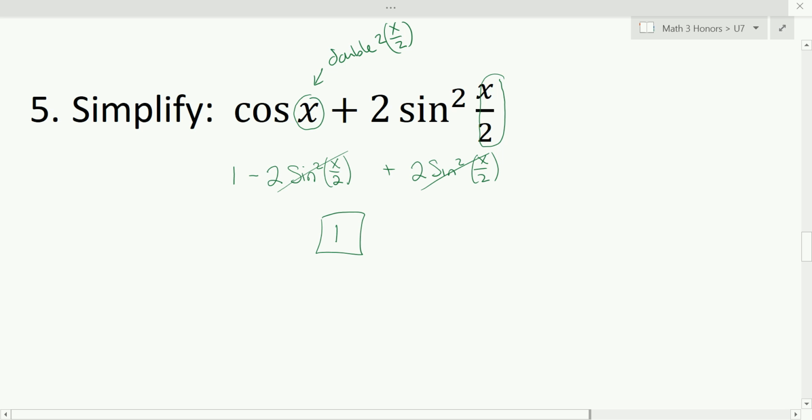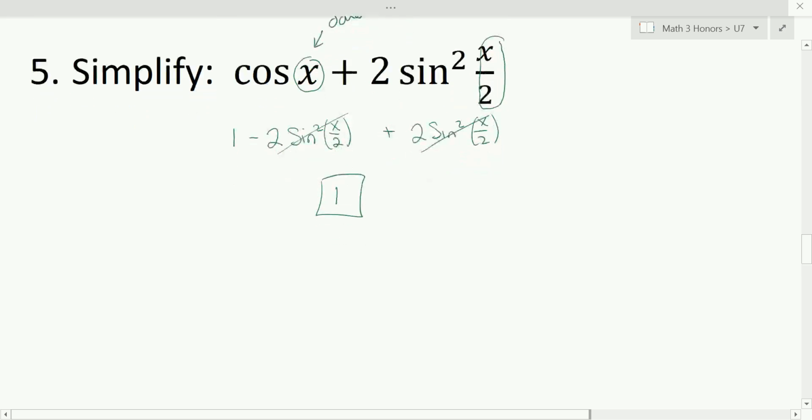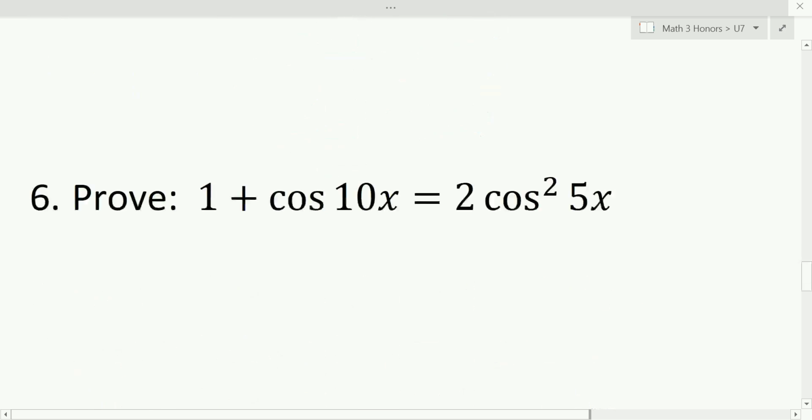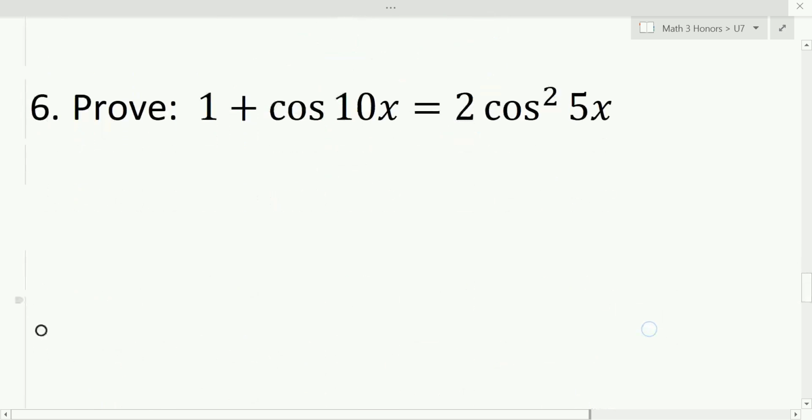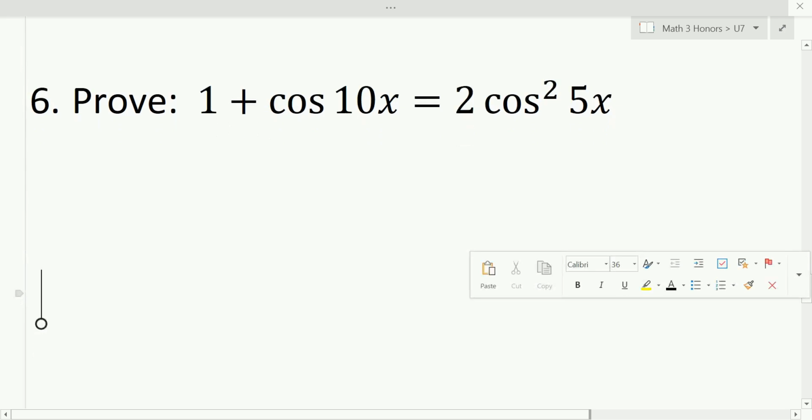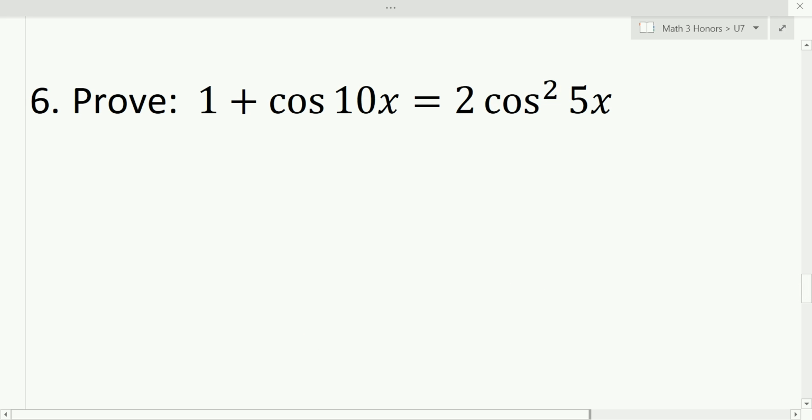Okay, so these are simplifying. I'm going to give you a couple proving ones now. So you're going to make the left side equal the right side. So try 6. Prove that the left side is equal to the right side.